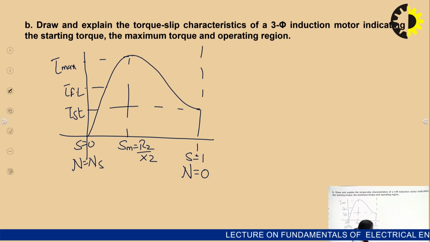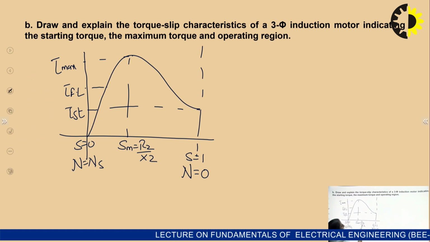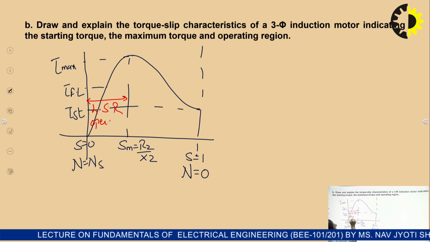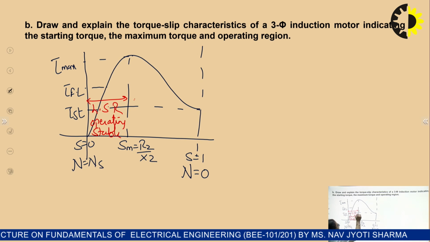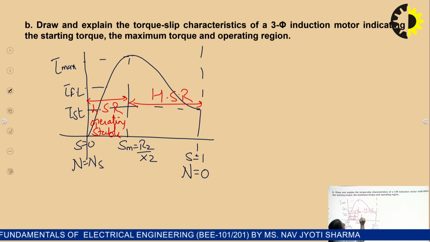Now, the three regions which are being asked: here is the starting torque, which we have represented, the maximum torque, and the operating region. This is actually the low slip region, which is also the operating region or the stable region. It is also being called the stable region. And this region, which is the high slip region, is also being called the unstable region.